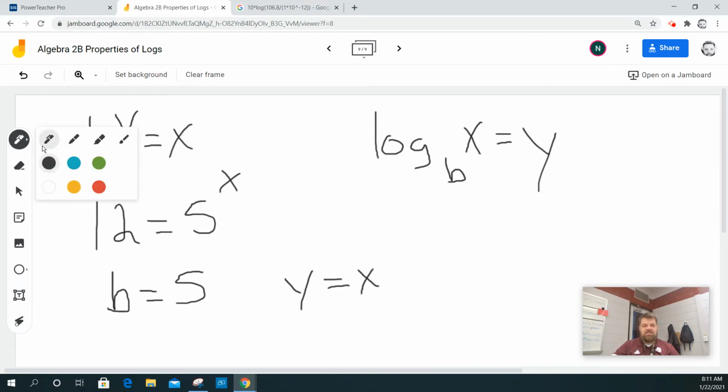Let me just do this. I don't like the way they set it up because they're not consistent. So it's symbolic. So I can just say 5 raised to the smiley face. So y then would be the smiley face. Okay. And then our x value is just 12.